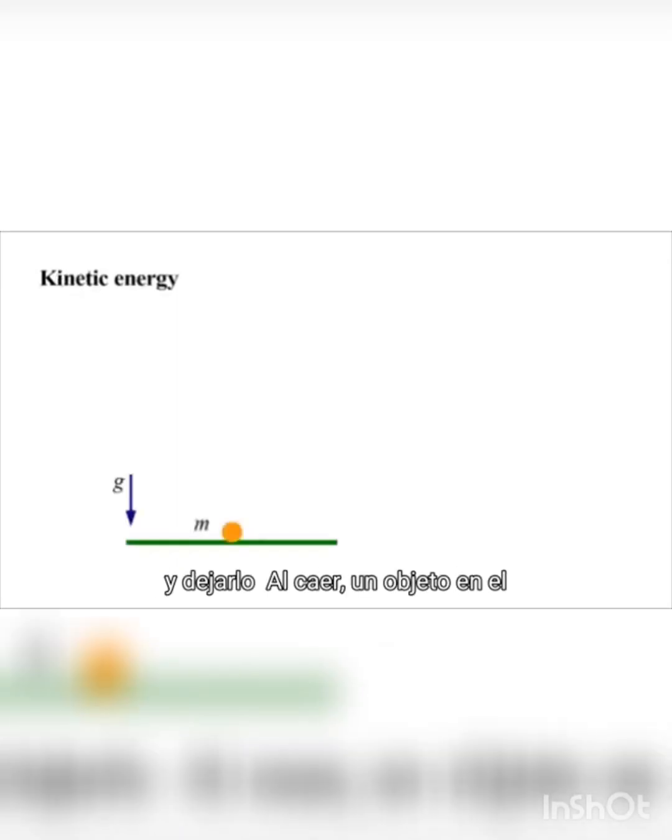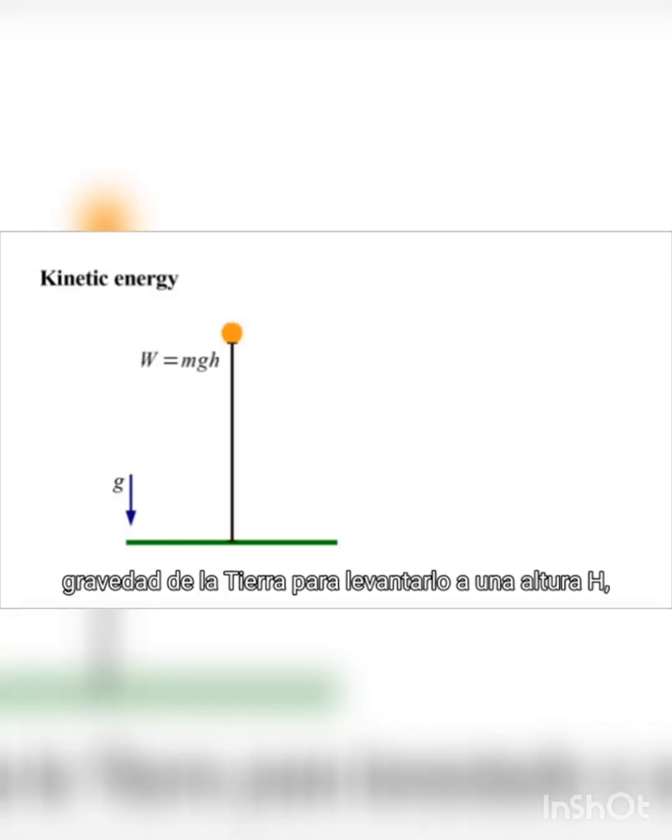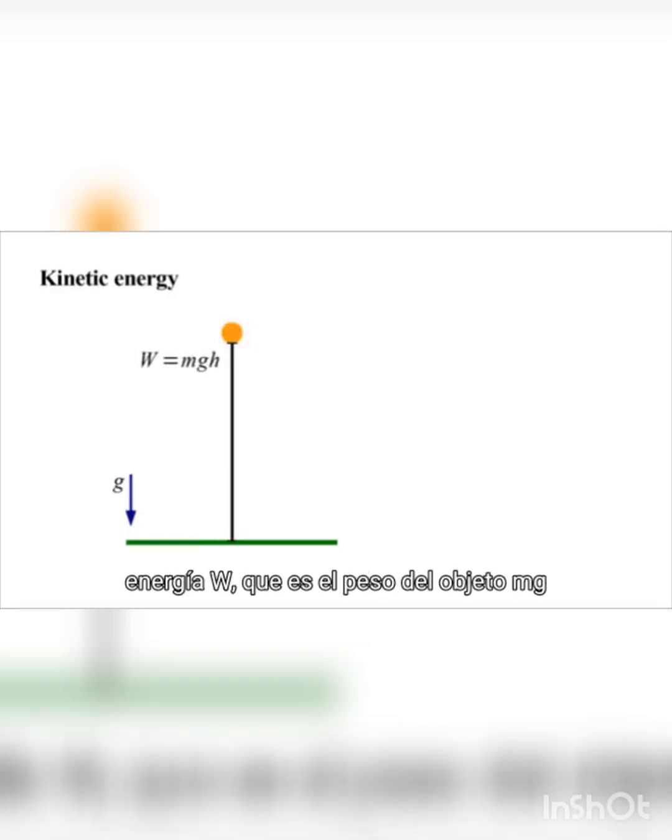The idea of kinetic energy is illustrated by our experience of lifting an object above the ground and letting it fall. An object on the ground has weight due to its mass m and Earth's gravity. To lift it to a height h, we need to do work, that is, exert some energy W, which is the object's weight, mg, times the height h.